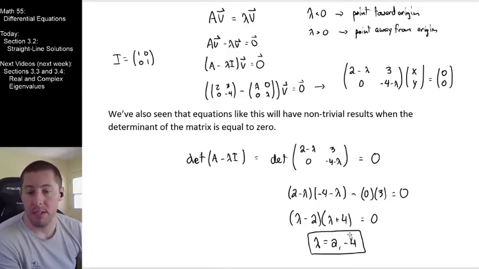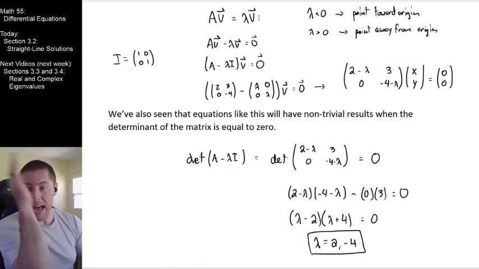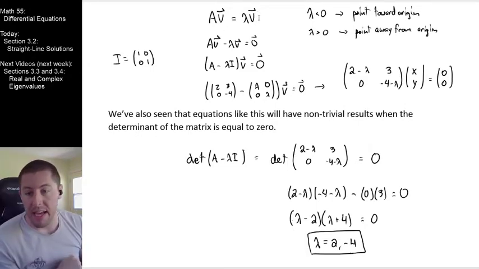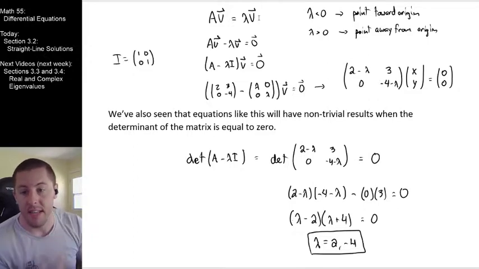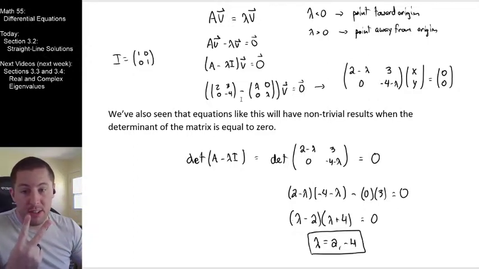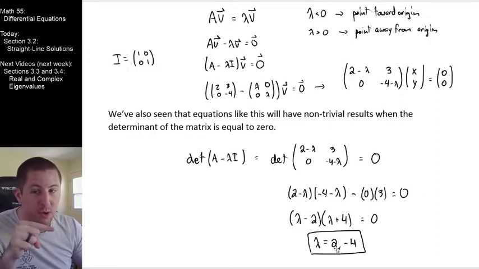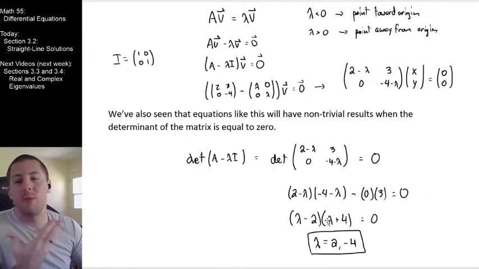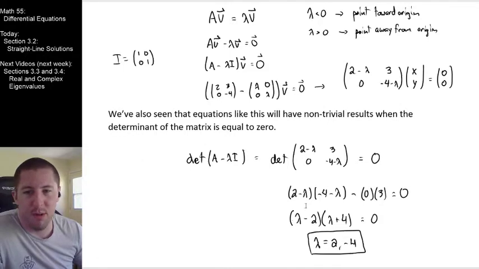So what I'm now suspicious of is that knowing what lambda is, 2 and negative 4, that should lead me to be able to solve for the vector v. The vector v is exactly going to be the vector that's describing what that straight line solution is. That's going to tell us where our straight line solutions exist. And if we can find 2 straight line solutions that are going to be associated with 2 constant multiples right here, then we're going to be able to build our general solution from those things.